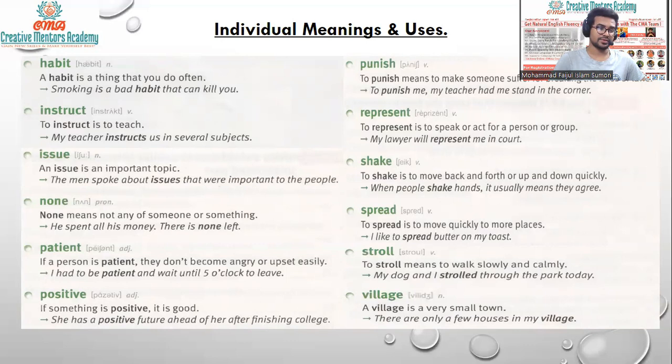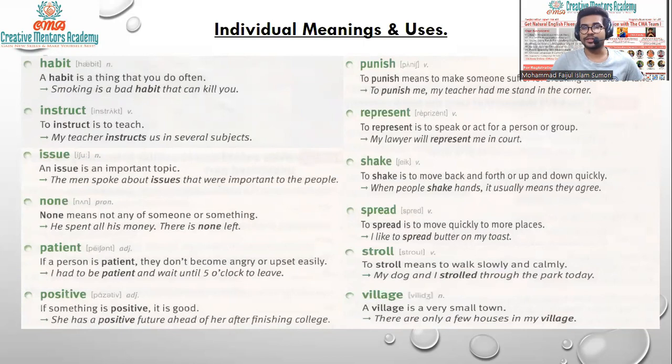Next one is positive. If something is positive, it is good, the opposite of negative. If something is positive, it's really, really good. She has a positive future ahead of her after finishing college, right? Everyone has their own bright future after completing higher secondary school and graduation. So that's really cool, and we need to keep our passions.